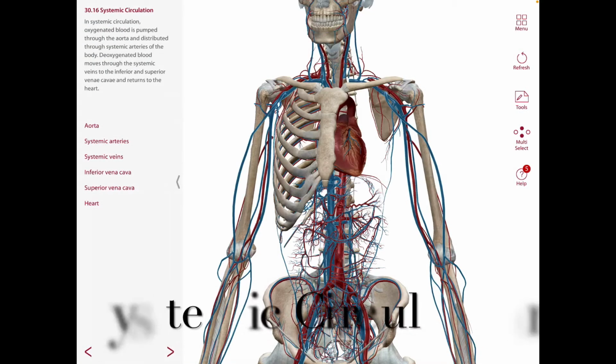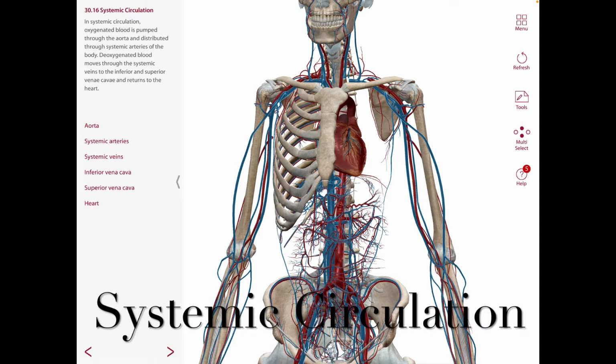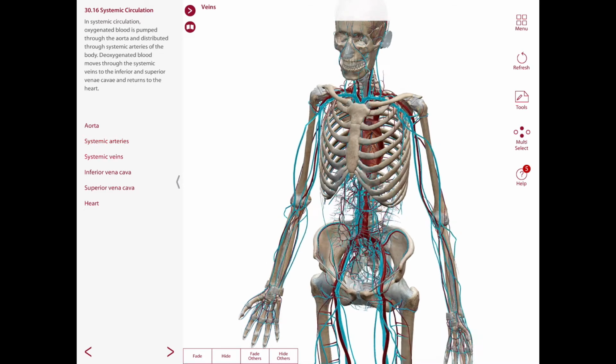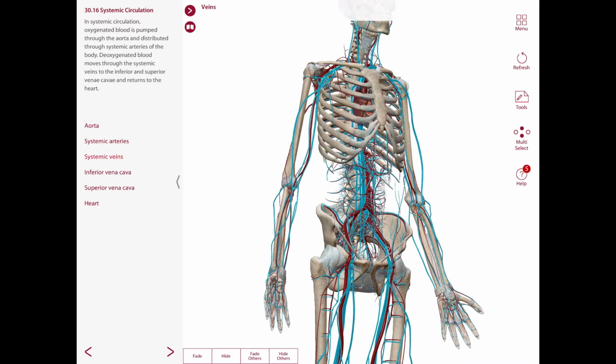Now let's discuss the systemic circulation. Remember that the systemic arteries are carrying blood away from the heart. Mostly this blood is going to be oxygenated, and the systemic veins are returning that blood from the body back to the heart.